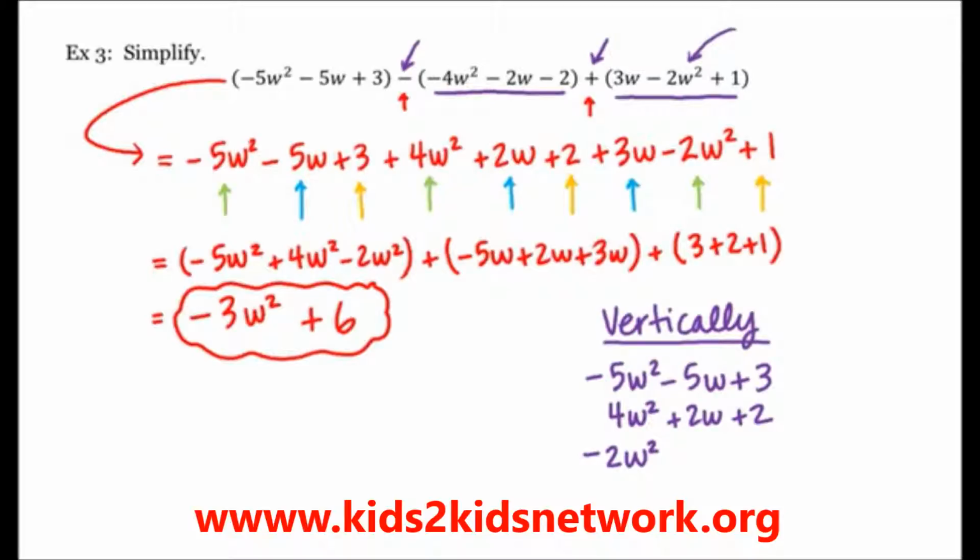So we have negative 2w squared plus 3w plus 1. And then we're going to add, which gives us negative 3w squared. And then all the w terms cancel. And then we have plus 6, which is the same answer.